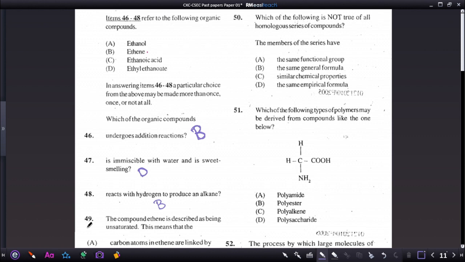Similar chemical properties. Yes, you would expect all the alcohols to react the same way. Do you expect them to have the same empirical formula? No. So 51 is D. Sorry, 50 is D.